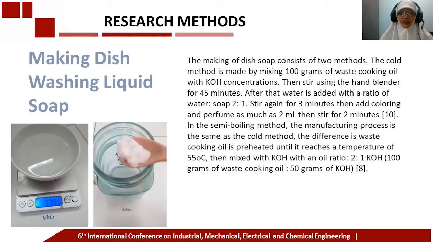In the semi-boiling method, the manufacturing process is the same as the cold method. The difference is that the waste cooking oil is preheated until it reaches a temperature of 55 degrees Celsius. Then it is mixed with kalium hydroxide with an oil to kalium hydroxide ratio of 2 to 1.